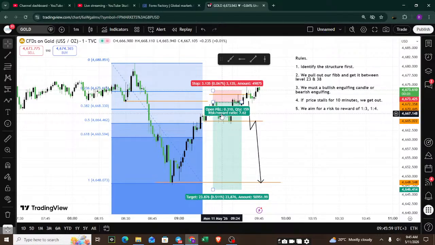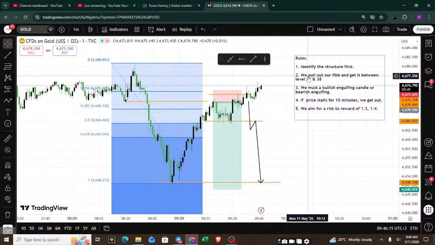And this is how your psychology now develops, slowly by slowly. Because for your mind to respect the rules, they must make sense first. And for these rules to make sense, they have to have been tested. So you have to ensure that you have gone through that back test. You have witnessed for yourself that indeed level 23 and 38 is a good level. Indeed, if price stays for 10 minutes, it's a bad trade.